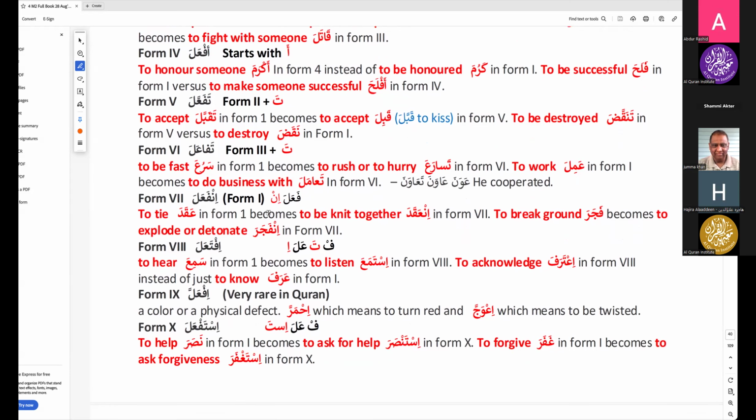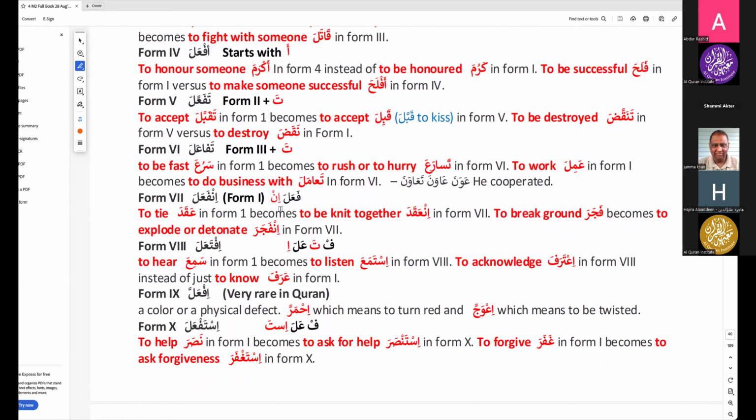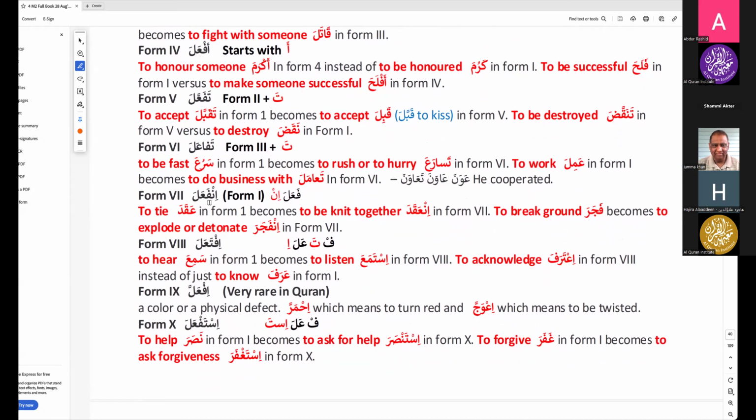And now finally, form 7, infa'ala. We've got in added before fa to make it infa'ala. And this is the original tri-letter word, fa'ala. You can see fa'ala. What's added here? Infa'ala. To tie, aqada in form 1, becomes to be knit together, in'aqada.